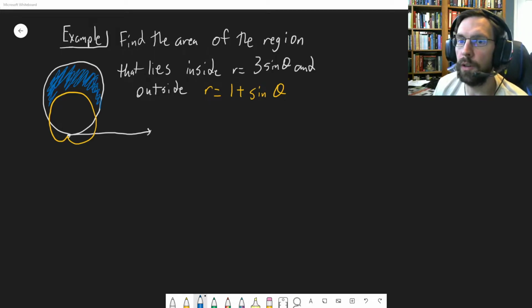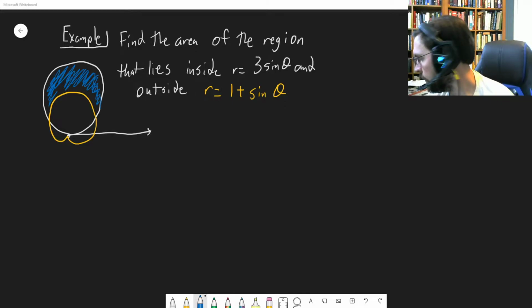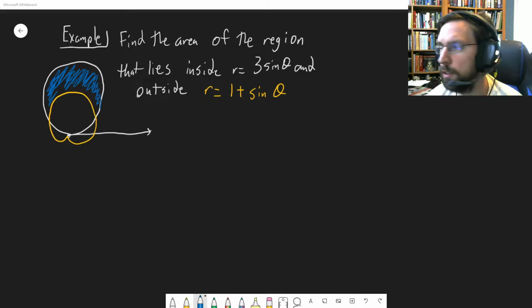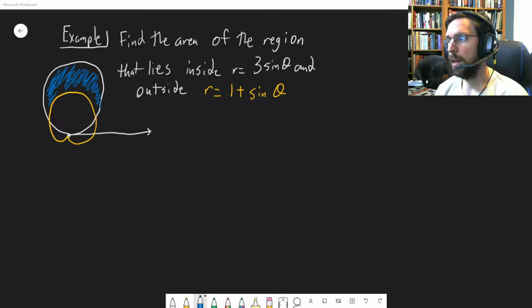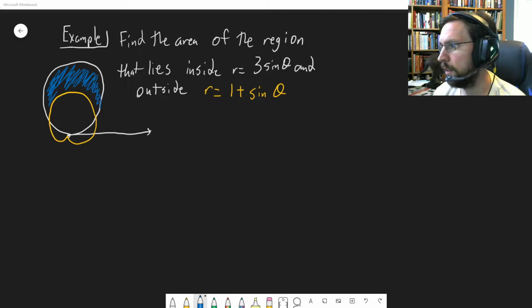Okay, so in this video, we're going to go over the following example where we're going to find the area of the region that lies inside the curve r equals 3 sine theta, but outside of the curve r equals 1 plus sine theta. Okay, so I drew these two curves, and these should be more or less familiar curves to you. The white curve is r equals 3 sine theta, so it has diameter 3, and it's pointed up. And the inside curve, the smaller curve in yellow, is r equals 1 plus sine theta, and that's a cardioid.